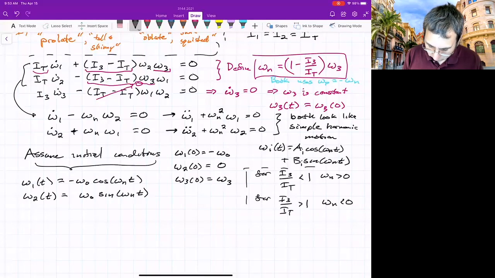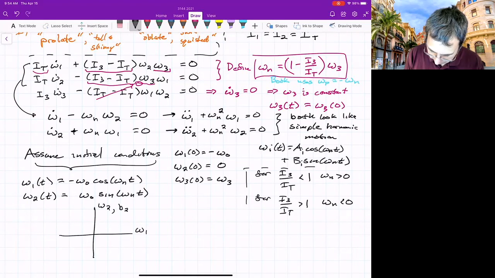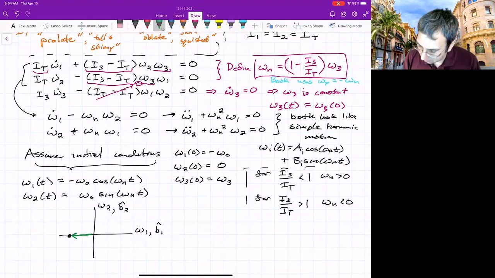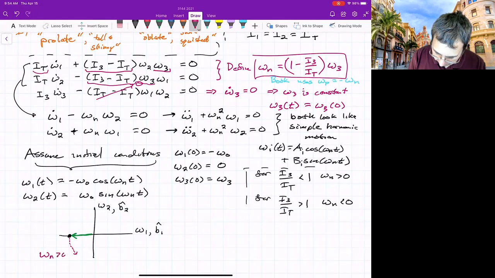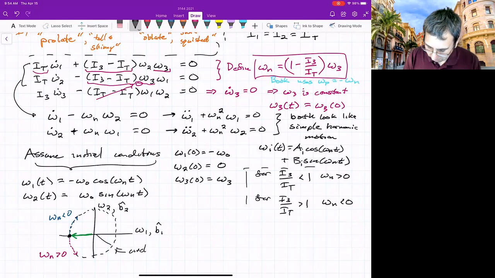If we look at what is happening in the omega 1, omega 2 space, really this is just the projection along B1 and B2. I'm starting over here, so I've got my vector for omega starting pointing that way at time 0. If omega n is positive, it moves that way. If omega n is negative, I'm moving that way. Either way, I'm on a circle. So this is a circle of radius omega naught.